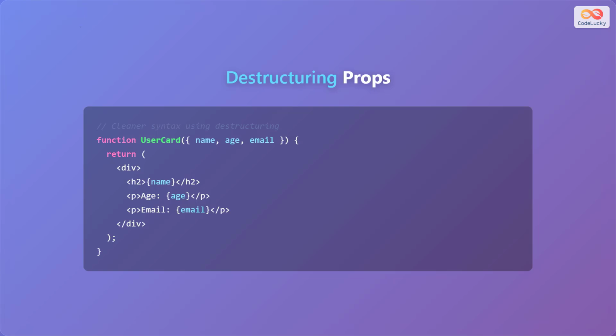For cleaner syntax, we can use destructuring. Instead of accessing props.name, props.age, and props.email individually, we can destructure these properties directly from the props object in the function parameter list. It allows us to directly use the name, age, and email variables within the component.